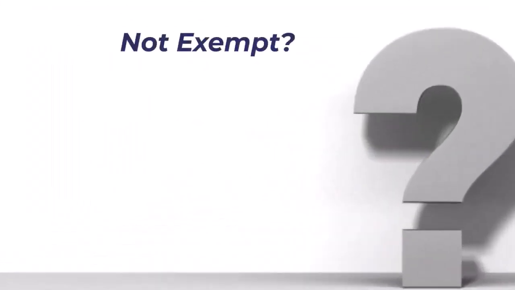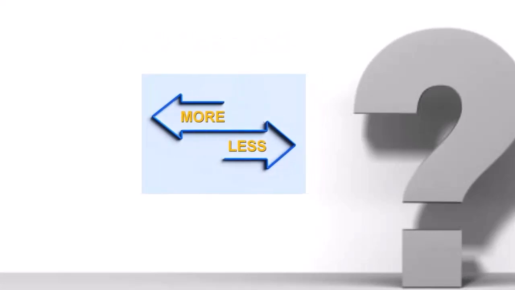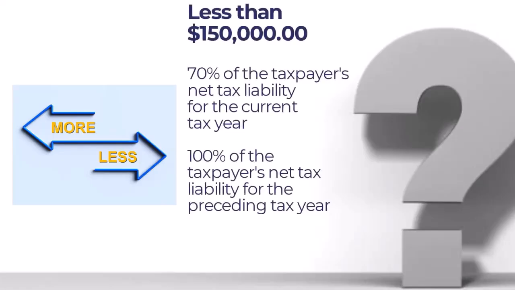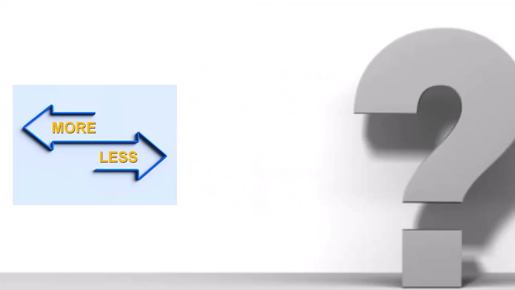What do you do if you're not exempt from making estimated income tax payments? The required annual payment is the total amount a taxpayer must remit in estimated payments for the tax year. If the taxpayer's federal adjusted gross income for the previous year was less than $150,000, the total required payment is the lesser of 70% of the taxpayer's net tax liability for the current tax year, or 100% of the taxpayer's net tax liability for the preceding tax year.